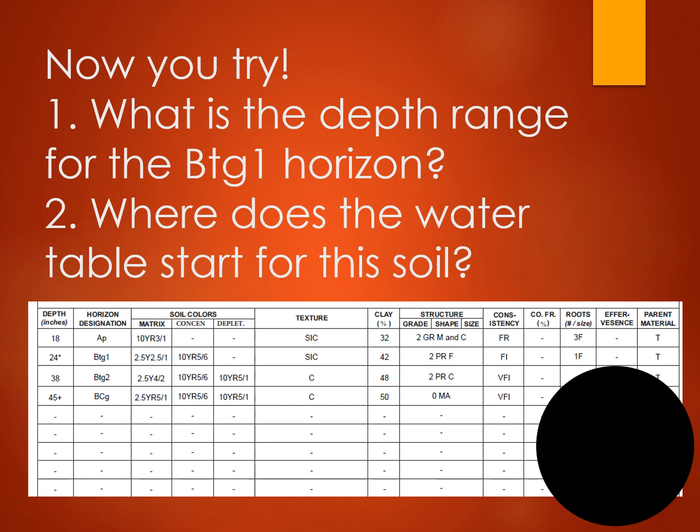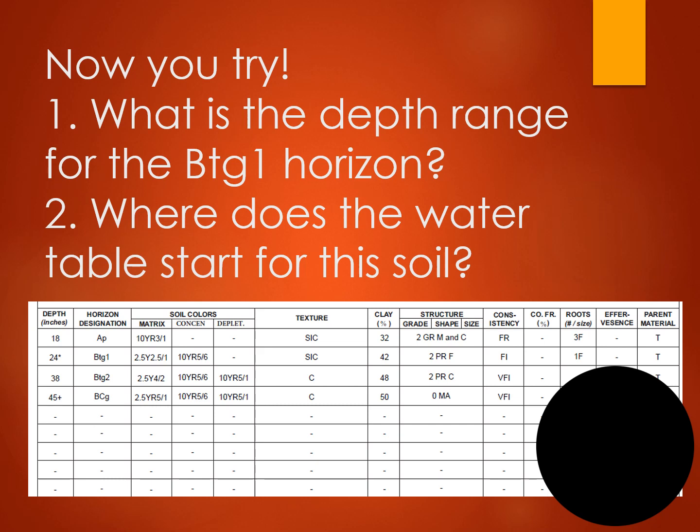Are you ready for me to give you the answer? Okay, so the BTG1 horizon goes from 18 inches to 24 inches. And the BTG2 horizon, which I did not ask you about, goes from 24 to 38 inches. So what I want you to do now is tell me where the water table starts for this soil.